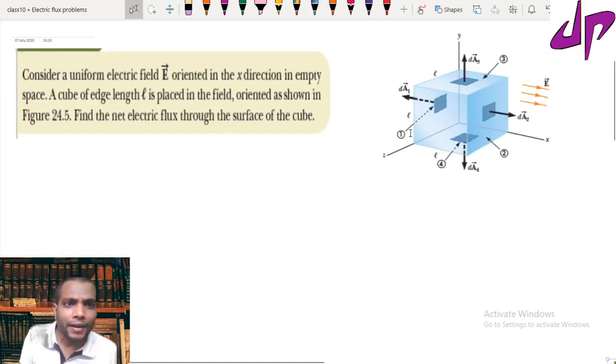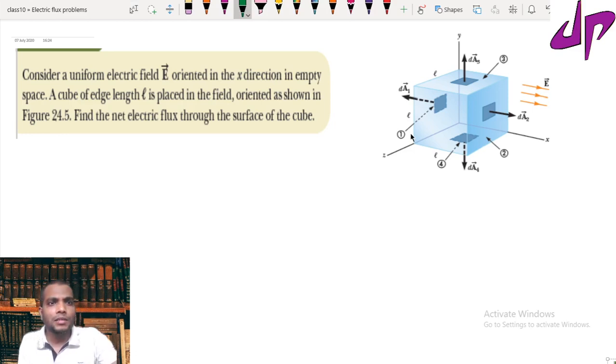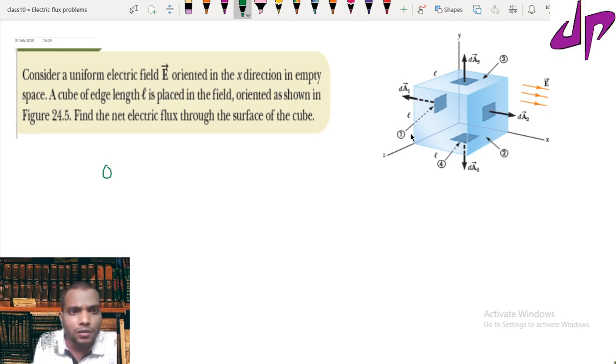Now we need to find the electric flux through the surface of the cube. So how many surfaces are there? They are given as 1, 2, 3, 4. Now I can take the flux through surface 1, phi 1, equal to E bar dot A bar, which is equal to EA cos theta.